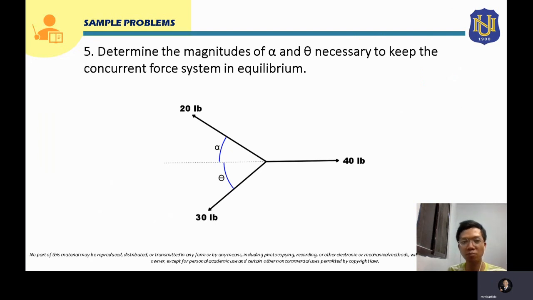Now let's proceed to sample problem number 5. Determine the magnitudes of alpha and theta necessary to keep the concurrent force system in equilibrium. So we have here a 40-pound force and a 20-pound force, alpha from the horizontal, and a 30-pound force. This is theta from the horizontal. Okay, so let's start solving this.